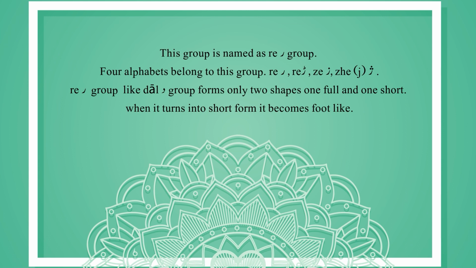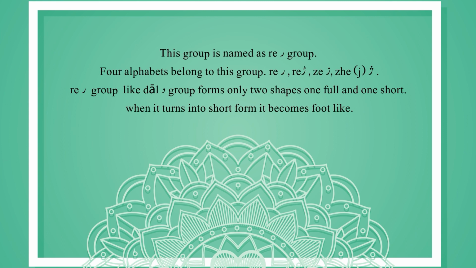First thing we have to know, this group is named as a ray group. Four alphabets belong to this group. They are ray, day, Z, J. Four alphabets you have to remember: ray, day, Z, J. And this is named as ray group.